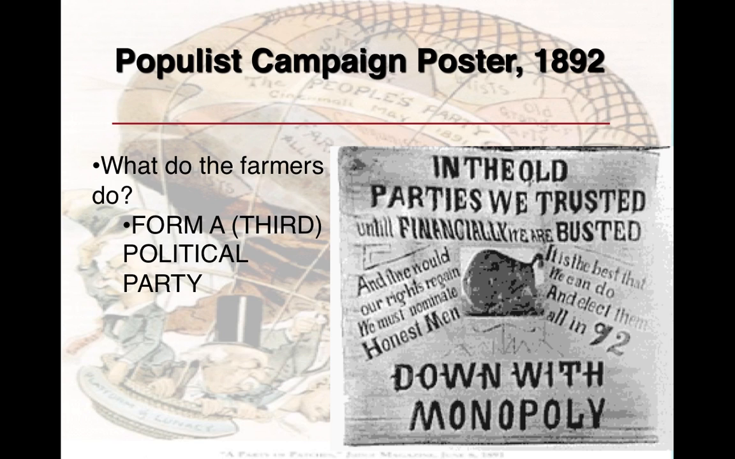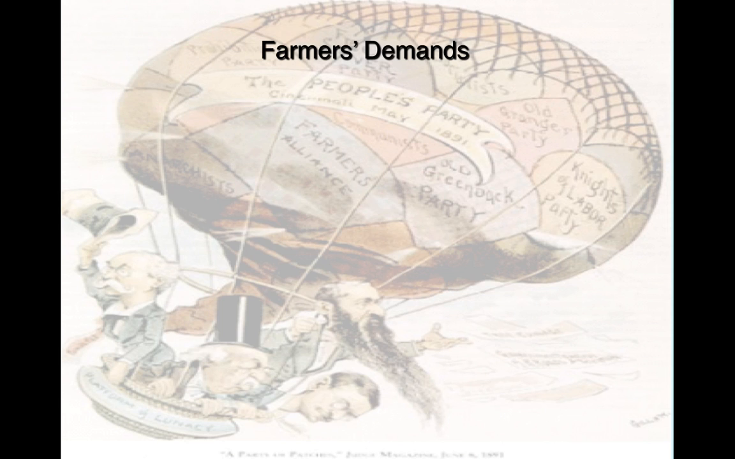This doesn't happen a lot in America. It's going to happen twice during the late 1800s and early 1900s, but today it's almost unheard of. We sort of are stuck in this Democrat-Republican thing. It almost begs the question, why do we not have a third political party? Well, capitalism. Okay, anyways, now here are the farmers' demands.